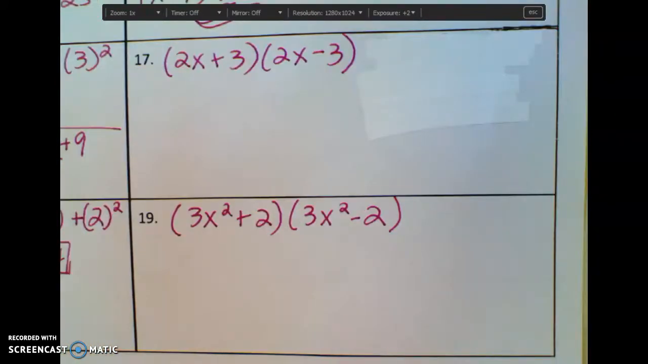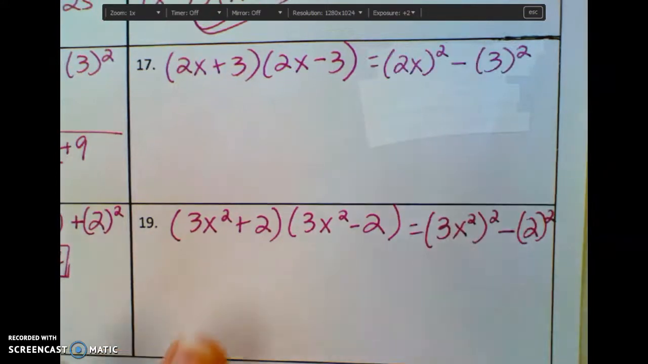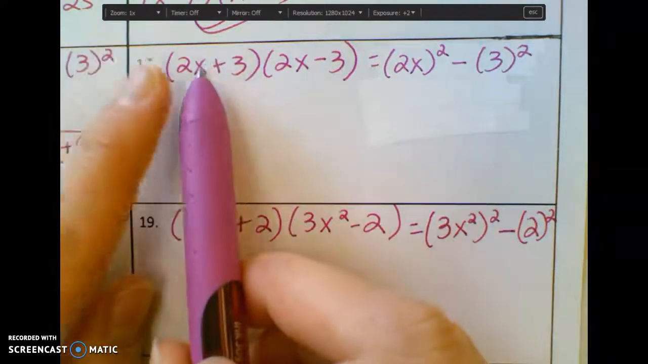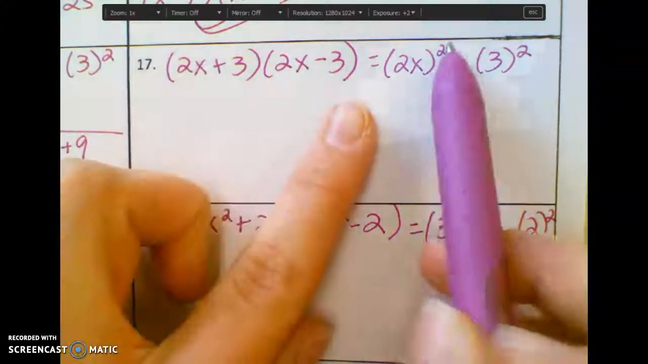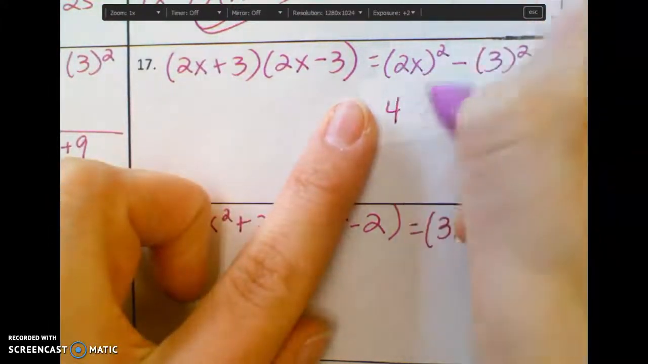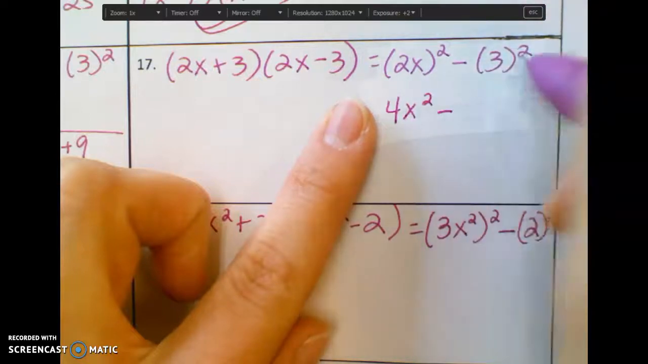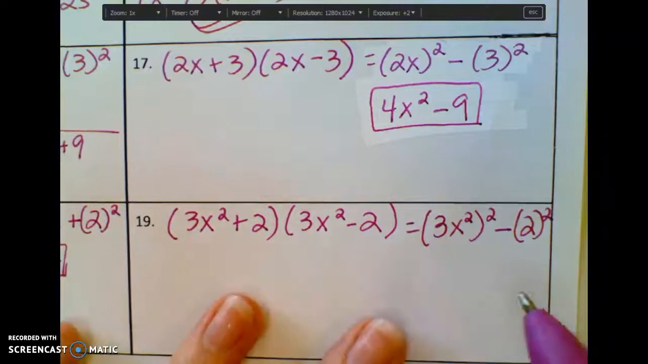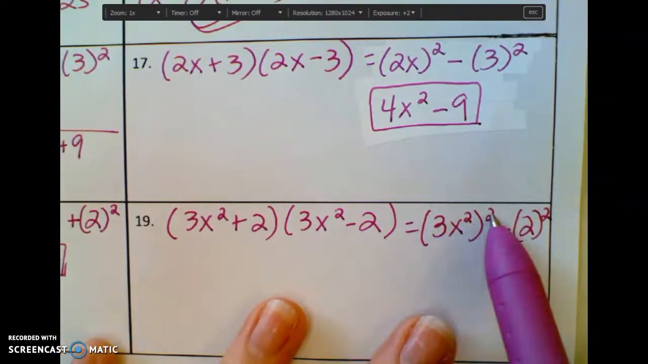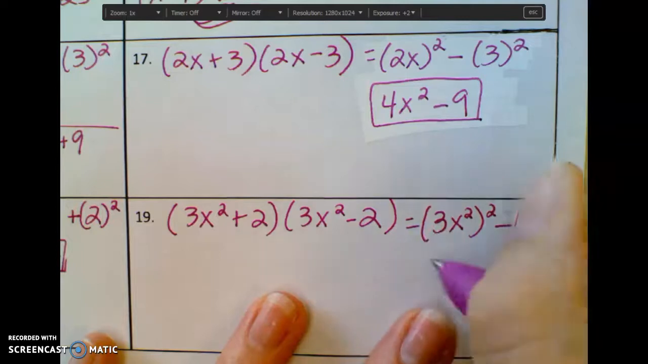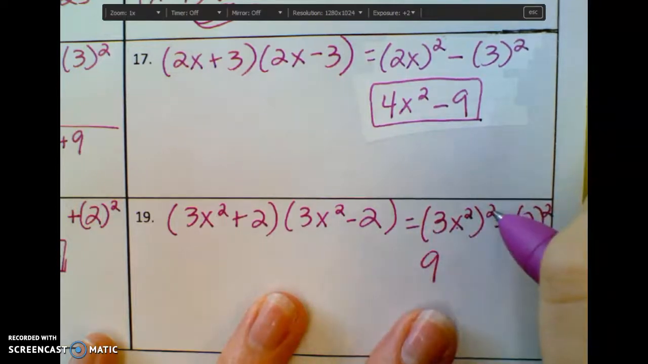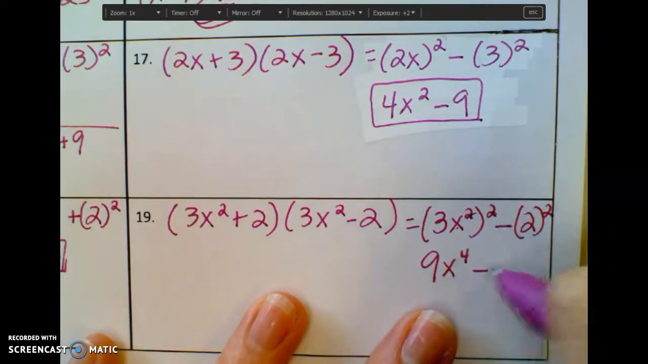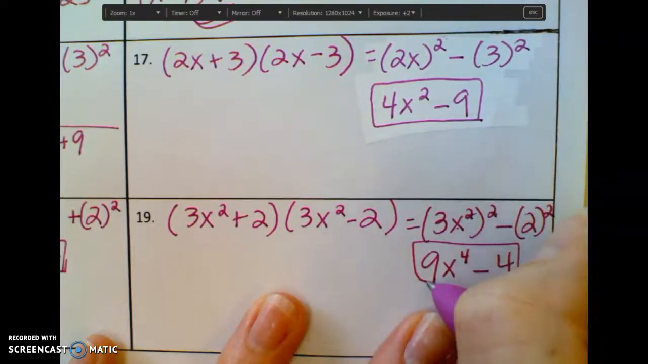I want you to pause the video, write them down, and try it on your own, and then check your answers. All right, for number 17, using the rule, we take the first term squared. So 2x squared, we have 2 squared gives us 4, and then the x squared, and then 3 squared is just 9. So we're done. On the next one, we have 3x squared squared. So that 3 squared gives us 9, and then x squared squared, multiply the exponents, so that gives x to the 4th, and 2 squared gives us 4.